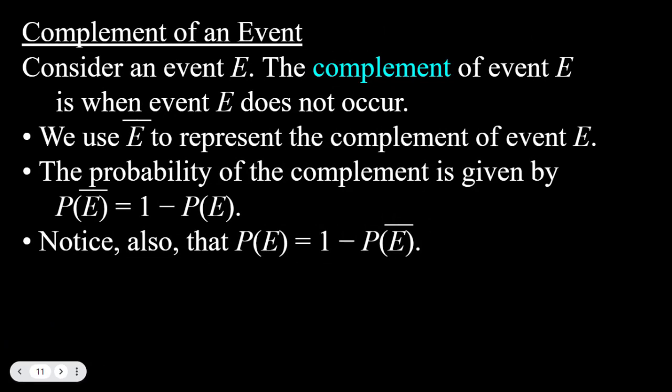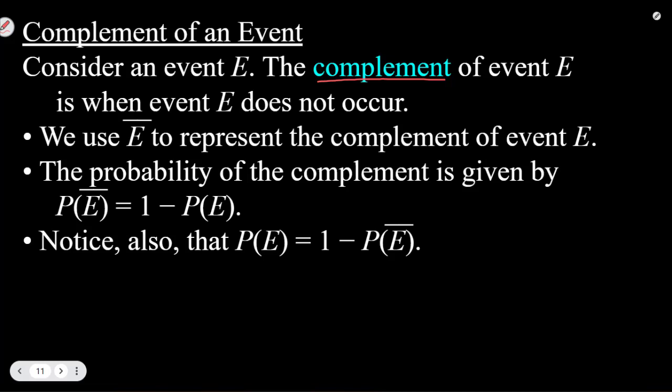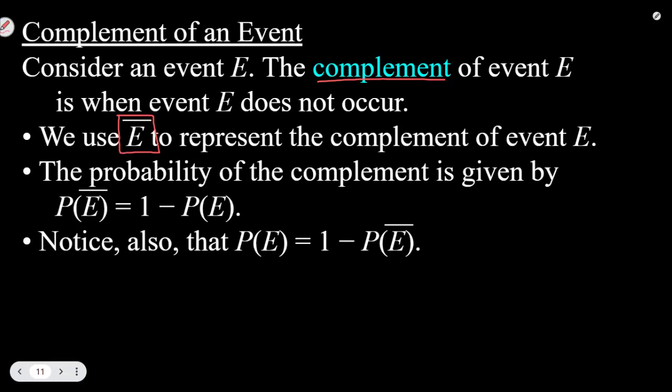A complement of an event. So we are again going to consider some event E. The complement is our term that we're talking about here. The complement of event E is when event E does not occur. We use this symbol, E with a bar over it, to represent the complement of E. The probability of the complement of E is equal to 1 minus the probability of E.